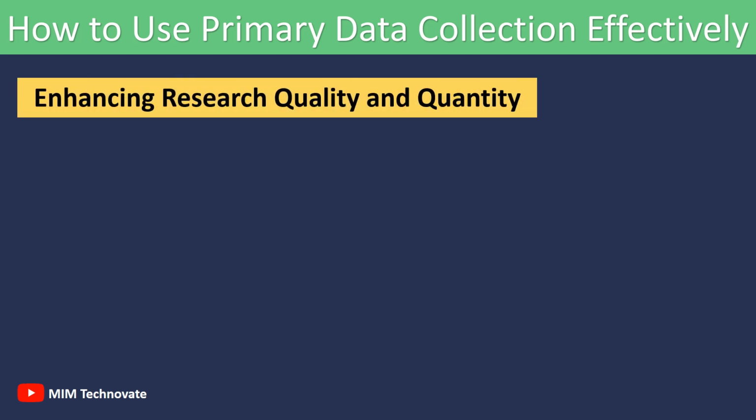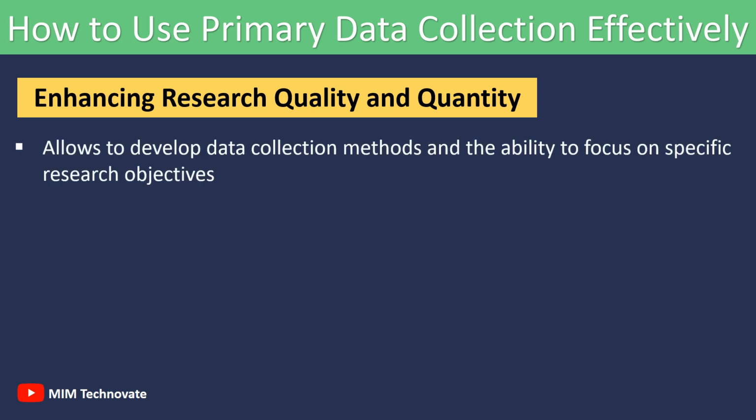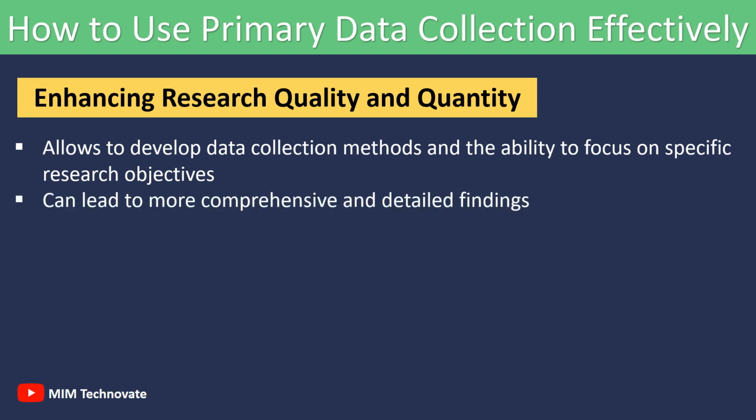Enhancing research quality and quantity. Researchers can improve the quality and quantity of their research by incorporating primary data. This allows them to develop data collection methods and the ability to focus on specific research objectives. It can lead to more comprehensive and detailed findings.